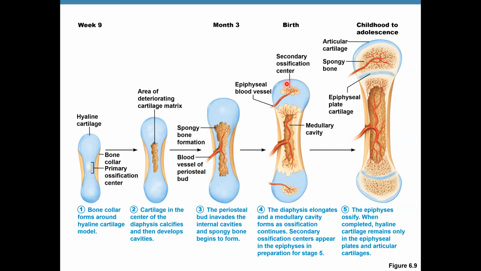Then a secondary ossification center appears in the epiphysis, both or sometimes only in one. Right, and also the blood vessels grow inside the secondary ossification center. So at the end, almost all this hyaline cartilage is replaced by bone, right? And whatever is left, the epiphyseal plate, this cartilage will continue to divide and bone will grow in length. And another cartilage is left, articular cartilage on the surface that will form joints.